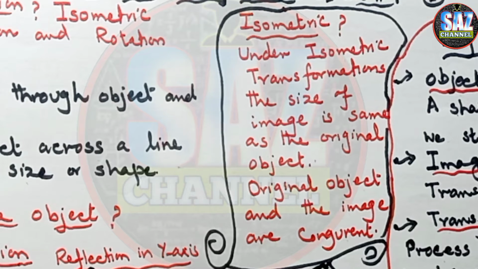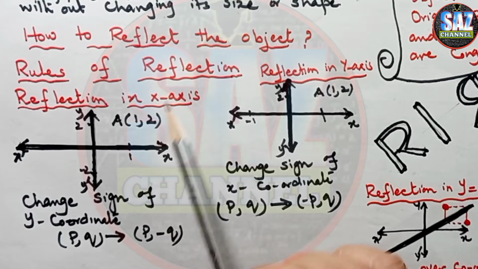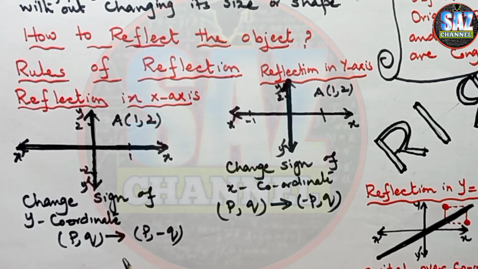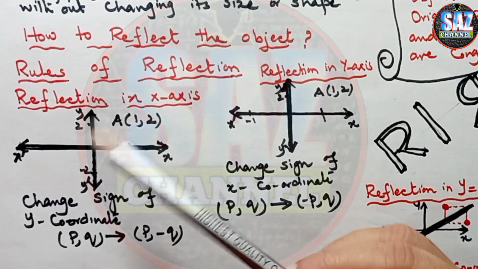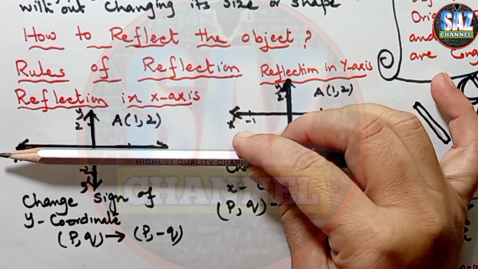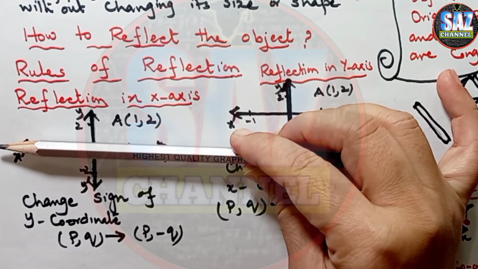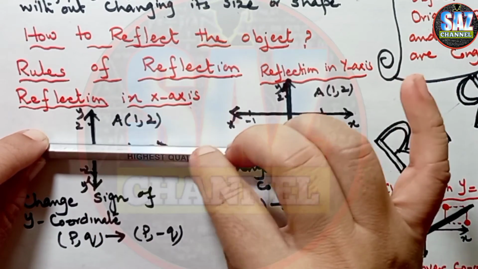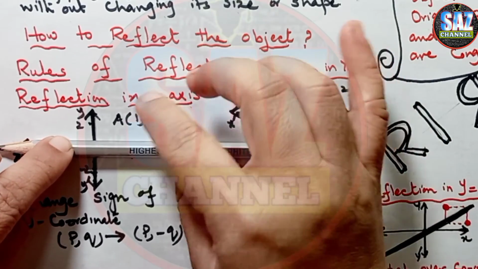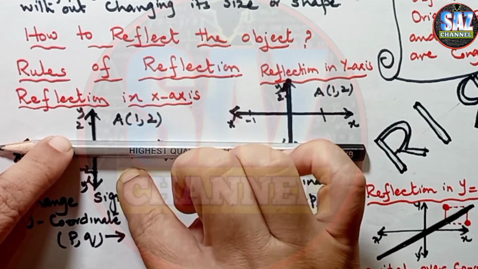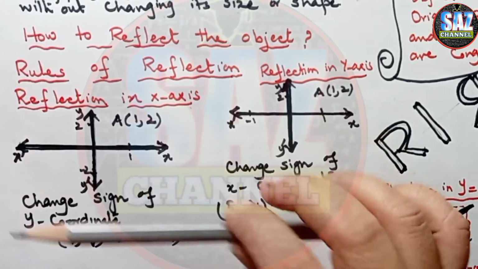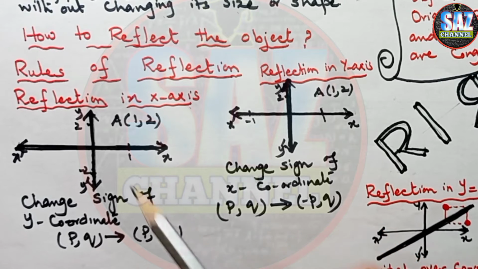Now let's come to the rules of reflection, that is, how to reflect the object. For the reflection, there are some standard mirrors, like reflection in the x-axis. When we see the reflection of an object in the x-axis, it means I have to reflect the object along this mirror line. Obviously the image will be across this mirror, and what will happen is that my x value will remain the same but y will change its position.